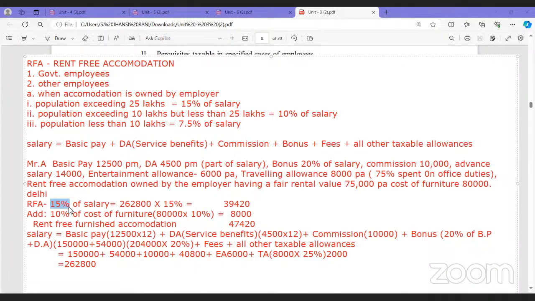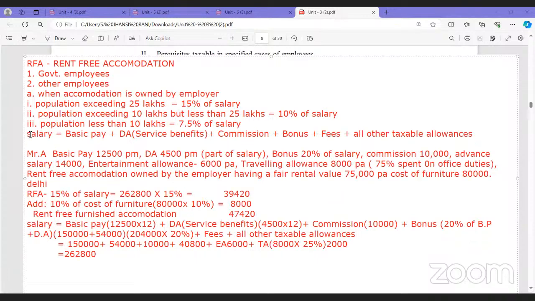Suppose accommodation is not owned by employer, then what is the rule? When accommodation is not owned by the employer, then what to do? In that case, we have a rule that you will take either the actual rent paid by the employer or 15% of salary, whichever is less. This is when accommodation is owned by the employer, this point.